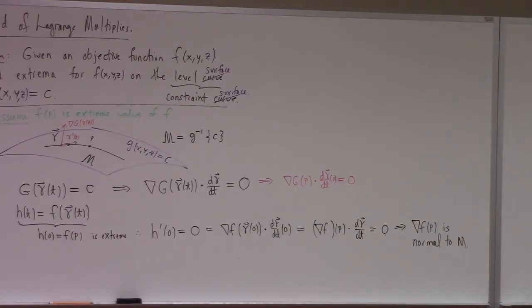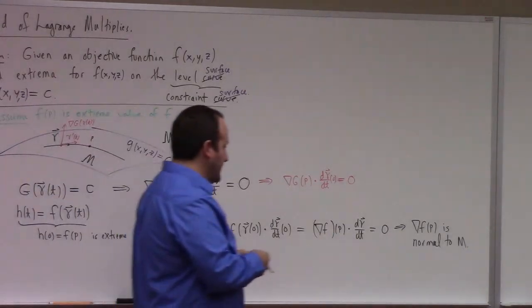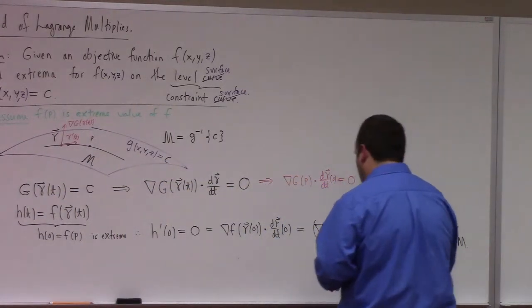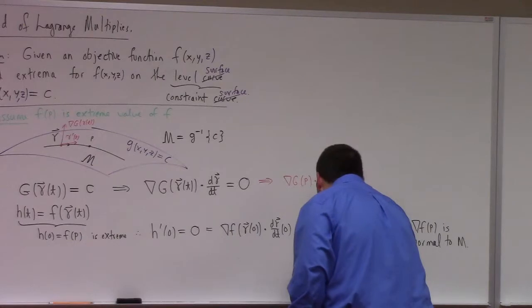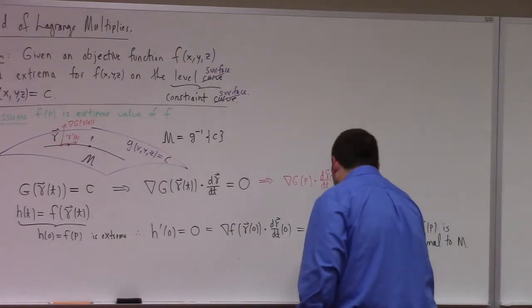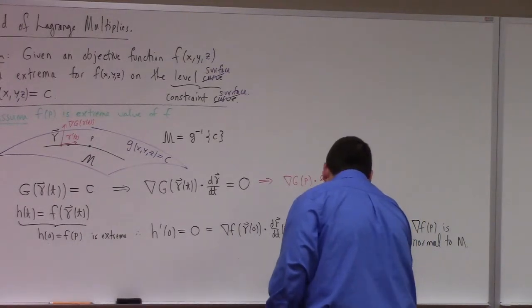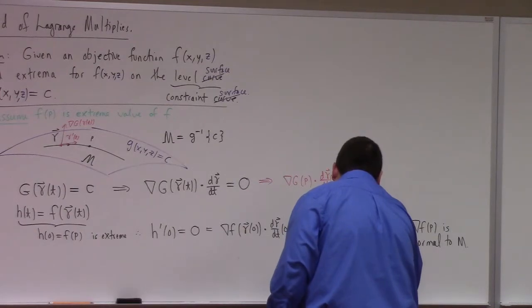So what does this mean? How are the gradient of f and the gradient of g related? Gradient of g is normal to the surface. Gradient of f is normal to the surface. They must be parallel, or collinear. So therefore, the gradient of f is equal to some constant lambda times the gradient of g.